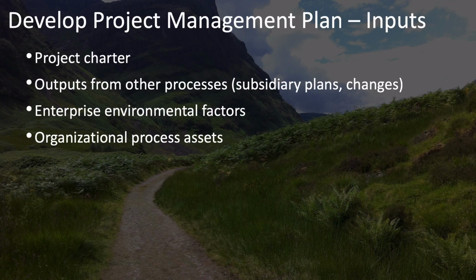This comes from two areas. One, from those processes that develop all of these other subsidiary plans, like the scope management plan and the cost management plan and so on. But also, as there are changes during the project, those changes will need to be incorporated as necessary into the project management plan. Those are two ways in which outputs from other processes can be inputs to this process. There are also inputs that come from enterprise environmental factors, as well as organizational process assets. And we'll cover those in some detail in the next slide.